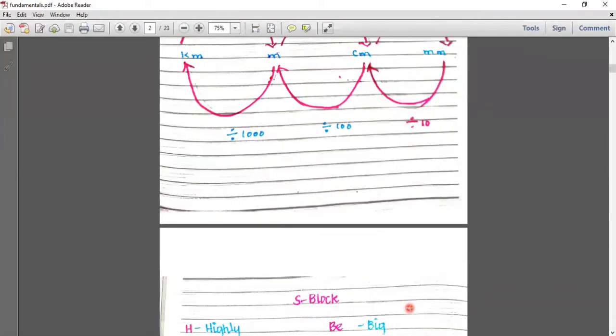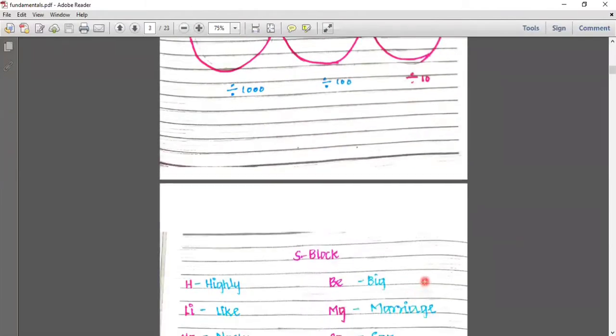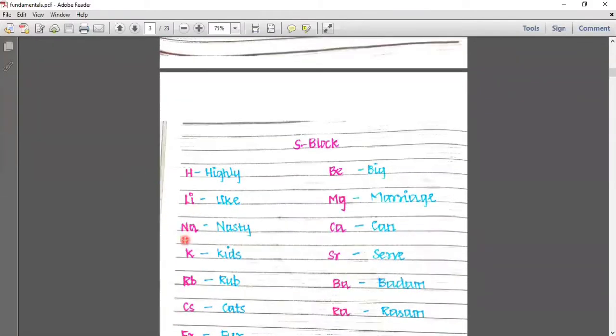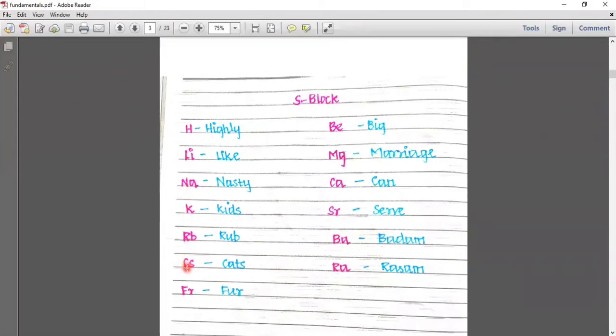Now I'm going to teach the periodic table. You can memorize it within 20 minutes. For example, s block elements: hydrogen, lithium, sodium, potassium, rubidium, cesium, francium. By saying it in funny words, "Highly like nasty kids rub cats fur." The first letters relate to the elements present in the s block, first group.